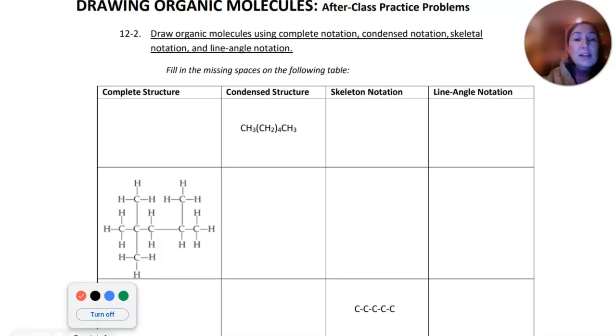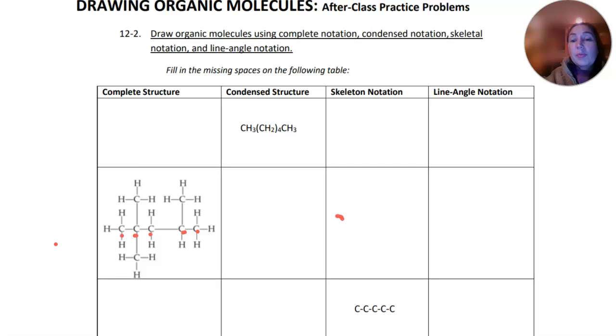Okay, now in my next structure, I've got a complete structure. It looks like there's a CH3 on the end, then there's a C, then coming down from it is a CH3, and going up from it is a CH3. I move one to the right, and there's a CH2. And then I move another one to the right, and there's a CH with a CH3 coming up. And then lastly, a CH3 on the end. So going left to right, there were 1, 2, 3, 4, 5 carbons.